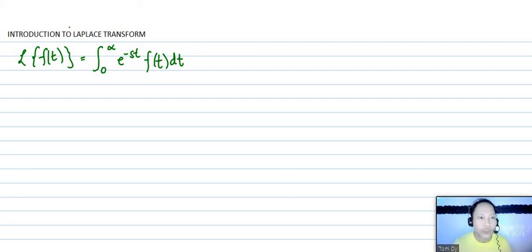This is an introduction to Laplace transform, and in Laplace transform we have this basic formula. We have the Laplace transform of f of t is equivalent to the integral of e raised to negative st times f of t, your function here, and then dt with our limits from 0 to infinity. This formula is named in honor of the French mathematician and astronomer Pierre Simon Marquis de Laplace.